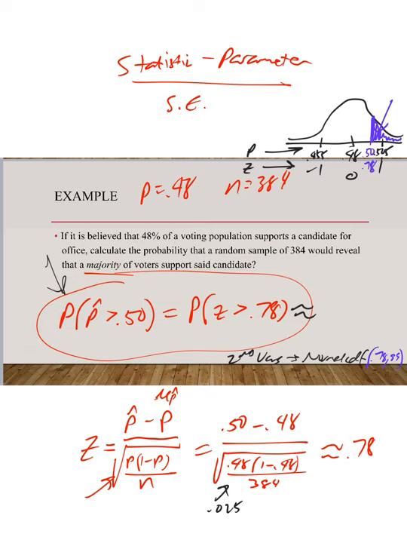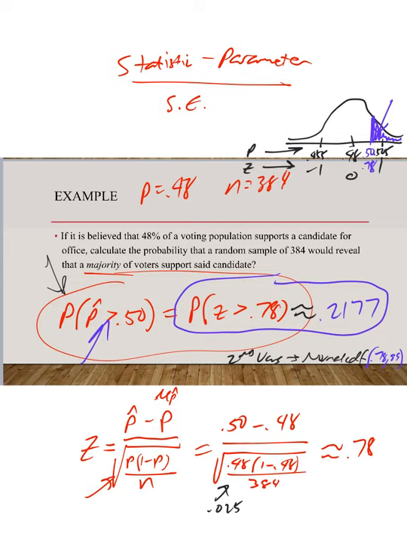Okay, and that ends up giving us an answer of about 0.2177. Now, that's our final answer. The probability that we get a z-score above 0.78 is 0.2177, or 21.77%. So a little under a quarter of the time, we can expect to get over 50% of the vote.